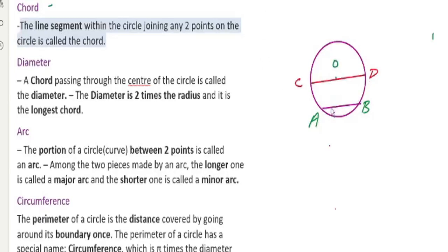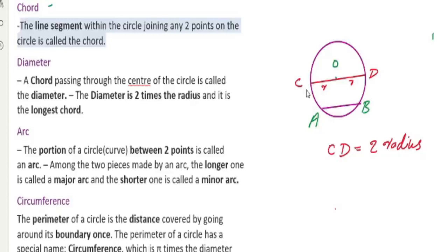Then CD is a line segment passing through the center of the circle, and the end points C and D are on the circle. So this chord CD, we call it a diameter. You can see here CO means radius, here OD is also a radius. So you can write CD equal to 2 times radius. So we can write the diameter is 2 times the radius of the circle.